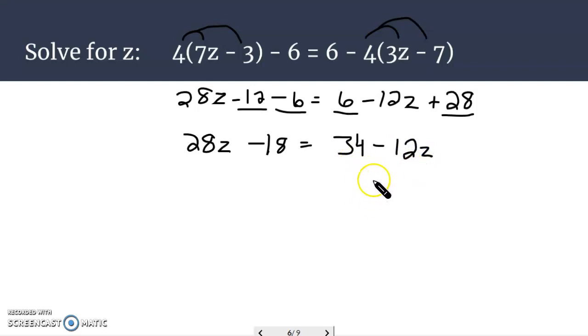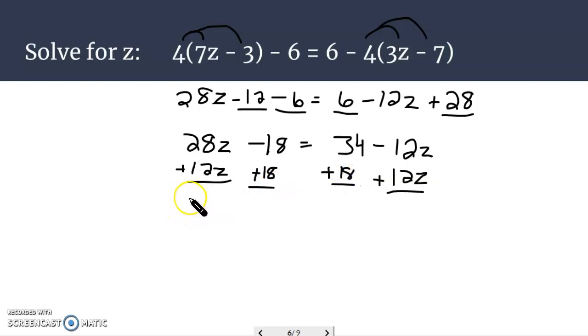Alright, I'm going to move all the z's to the left. The way I'm going to do that is adding 12z to both sides. And then I'm going to add 18 to both sides. Alright, 28 and 12 make 40, so we have 40z. And then the 34 and 18 make 52. Notice the 18s cancel, the 12z's cancel.